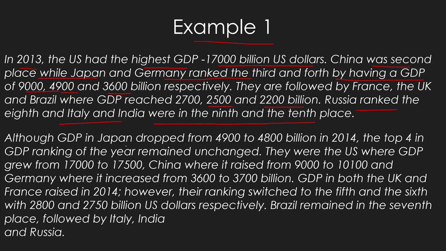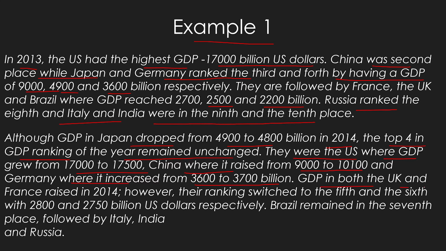While the GDP in Japan dropped from $4,900 to $4,800 billion in 2014, the top 4 in the GDP ranking of the year remained unchanged. They were the US, where GDP grew from 17,000 to 17,500, China, where it rose from 9,000 to 10,100, and Germany, where it increased from 3,600 to 3,700 billion.